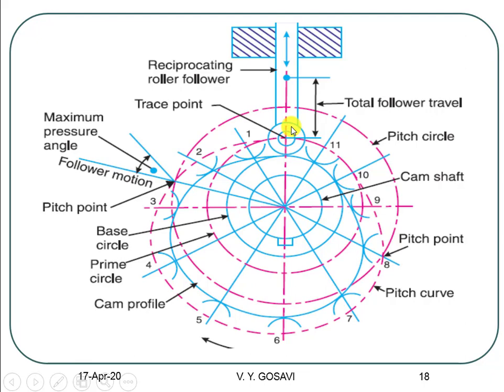Next term is lift or stroke. It is the maximum travel of follower from the lowest position to the topmost position. So this is the lowest position of follower and this is the topmost position of follower. And this is the distance in which follower can move. This is the maximum travel of this follower.